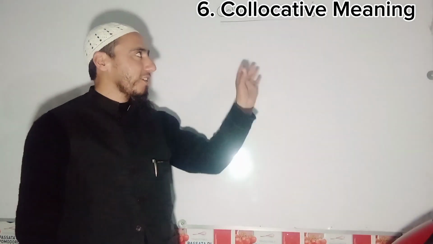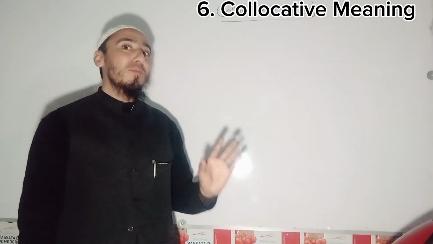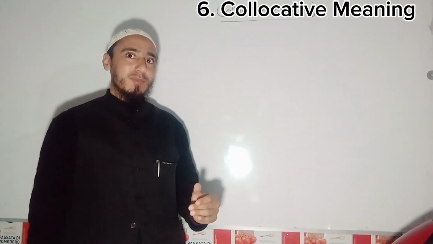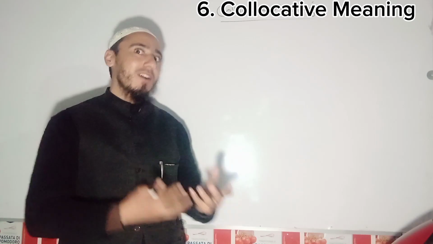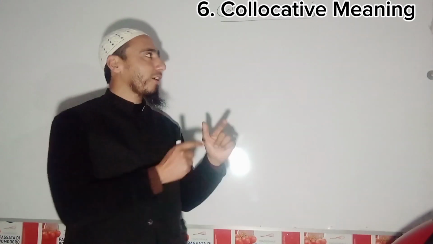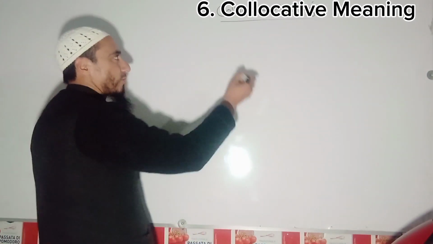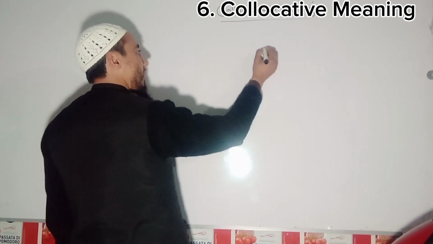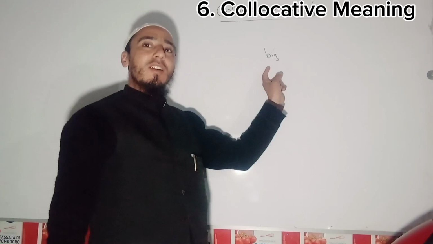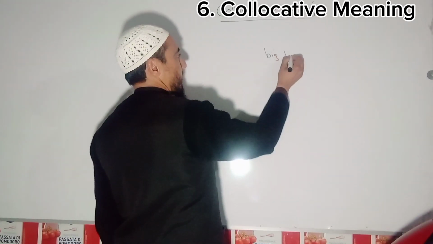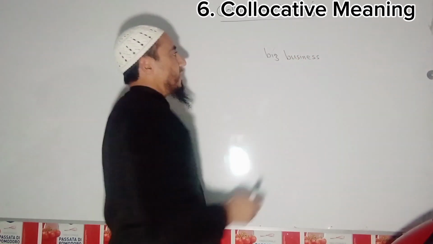But here you must keep this point in your mind that collocative meaning must be acceptable. Though such words co-occur with each other, their correct usage is also important. For example, I'm going to write a word. Here is the word big. So this big collocates with business. This word big collocates with business.